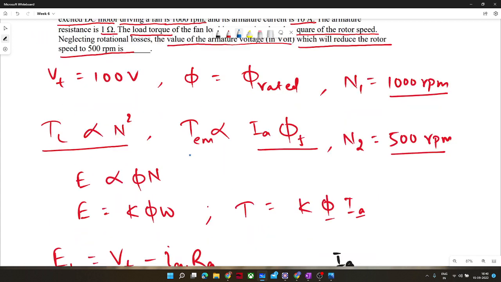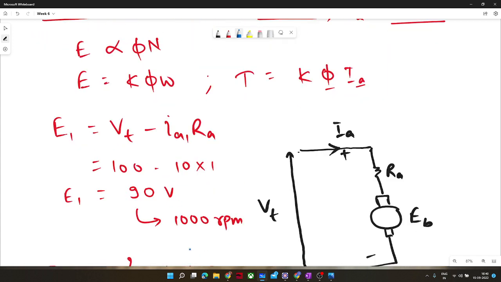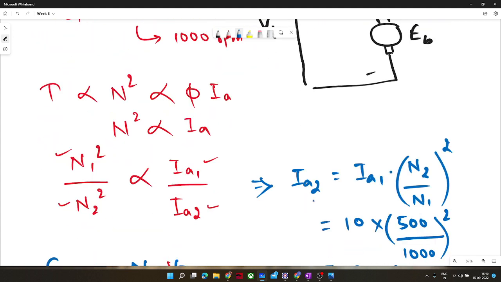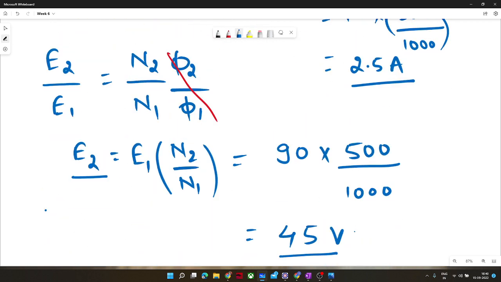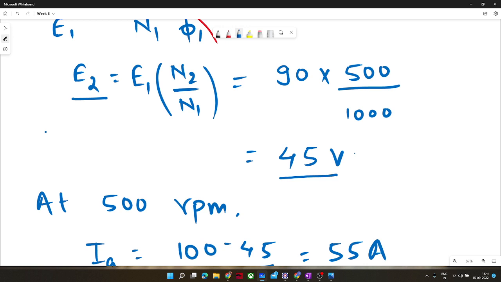For that purpose, I did all the derivations and showed you how to calculate this type of problem. I hope there is no doubt in this problem. If any, you can ask me. If there is no doubt in this problem, let me go ahead and solve some other problem as well.